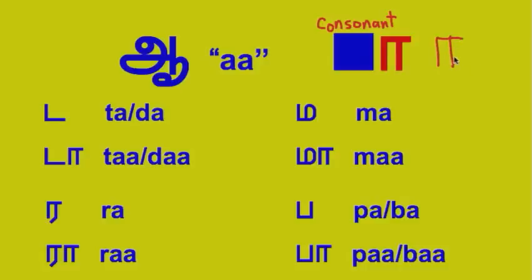And in Tamil Nadu they call this a kal, like a foot or leg. In Eelam they call this aravu. So when we add that particular symbol, ta or da becomes long ta or da, ma becomes maa, ra becomes raa, and the pa, ba sounds become paa or baa.